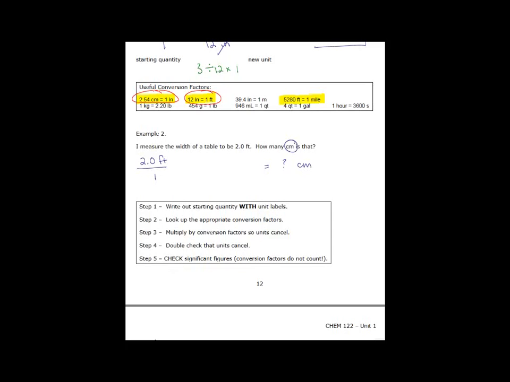So the one I'm going to use first would be the one that cancels out feet. So I'll use this one first and then this one second. So I'm going to put feet on the bottom, 1 foot, and then 12 and inches go together. So I've canceled out my feet, and now I'm in inches. I'm not quite to centimeters yet. So I'm going to use this second conversion factor.